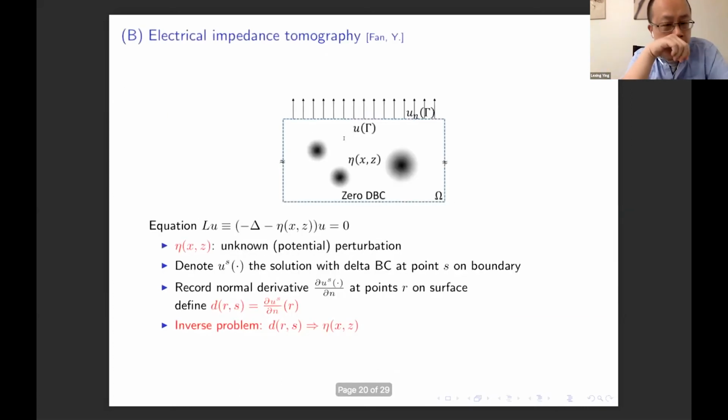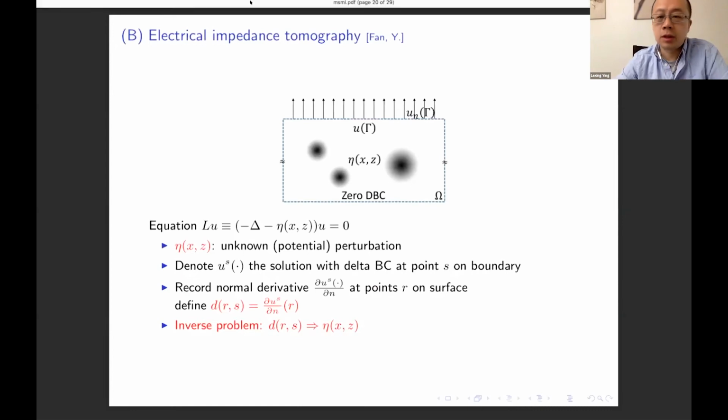Okay, so the second example is electric impedance tomography. Here the physics is slightly different. It's really an elliptic equation. So the operator is minus Laplacian minus eta, where eta is an unknown potential. The x corresponds to the horizontal axis and z corresponds to the vertical axis, which we typically call depth. So eta is unknown.